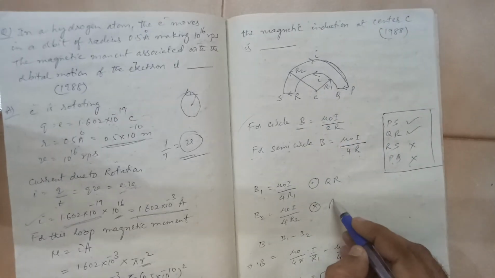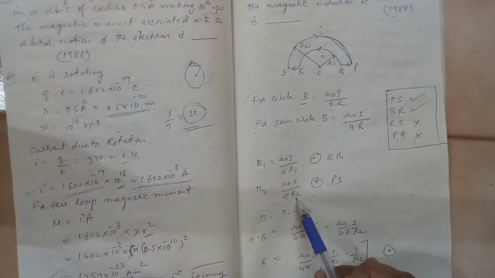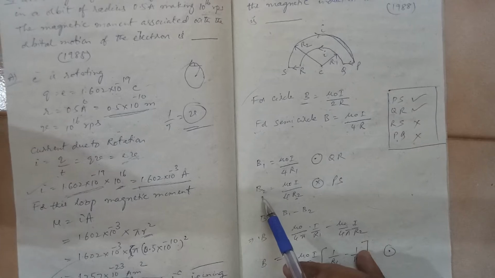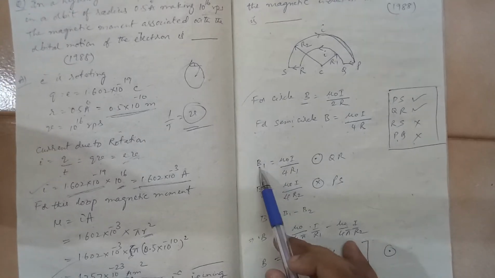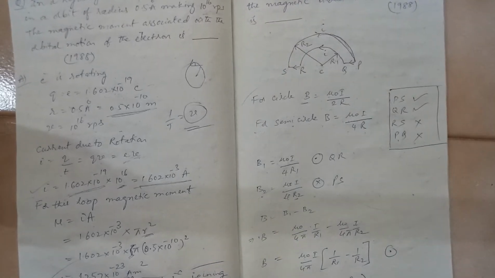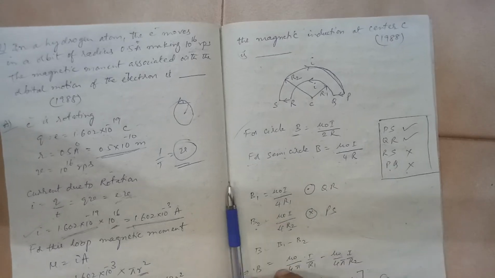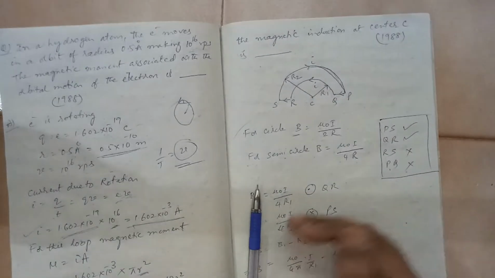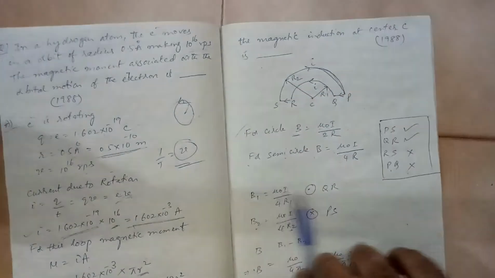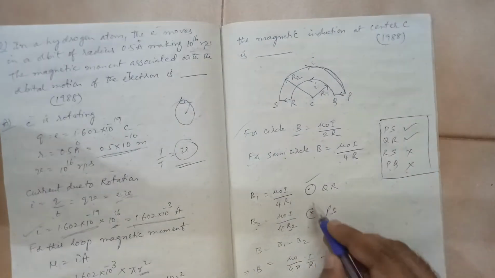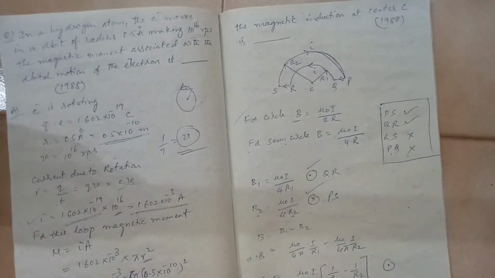Okay, this is for PS, mu naught I by 4R2. Obviously R2 is a bigger value, so B2 will be less. R2 is in the denominator, so B2 will be less when compared to B1. To see the direction of B1, you can use the right hand thumb rule. The current is in this direction, so curl your fingers like that. The thumb is pointing towards you, that's why a dot has been put. Here the current direction is reverse, so it will be a cross.